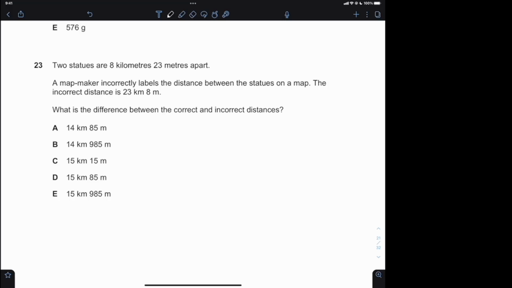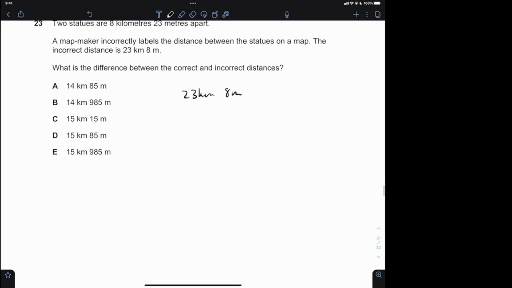Okay, so we really need to just basically work out the difference between 23 kilometers, 8 meters, and 8 kilometers, 23 meters. And I think the best way to do this is just use some decimals, all right? Now, we could go bit by bit, but I think decimals are best. So 23 kilometers and 8 meters is really 23.008 kilometers, right? Because think about it, if you want to find the amount of kilometers in 8 meters, you've got to divide by 1,000.